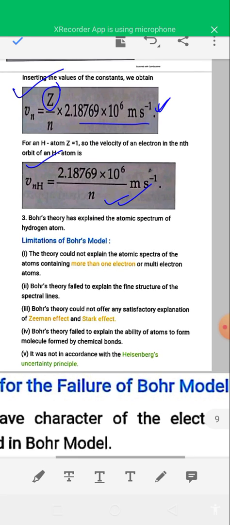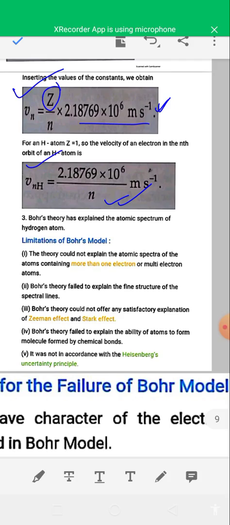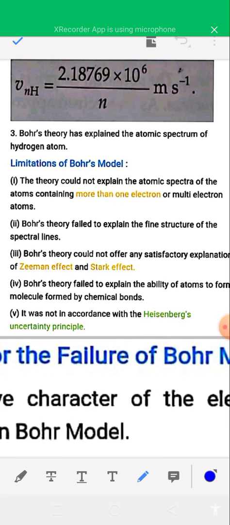Bohr theory has explained the atomic spectrum of hydrogen atom; this is the third achievement of Bohr theory. Now see the limitations of the Bohr atomic model. There are some limitations also. Bohr atomic theory cannot explain the atomic spectra of atoms containing more than one electron. I have told that Bohr atomic theory is applicable for one electron systems, but it is not applicable for systems having more than one electron, that is, multi-electron atoms.